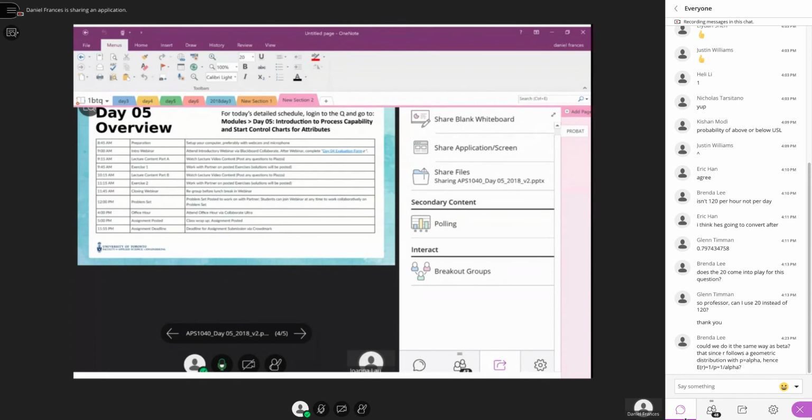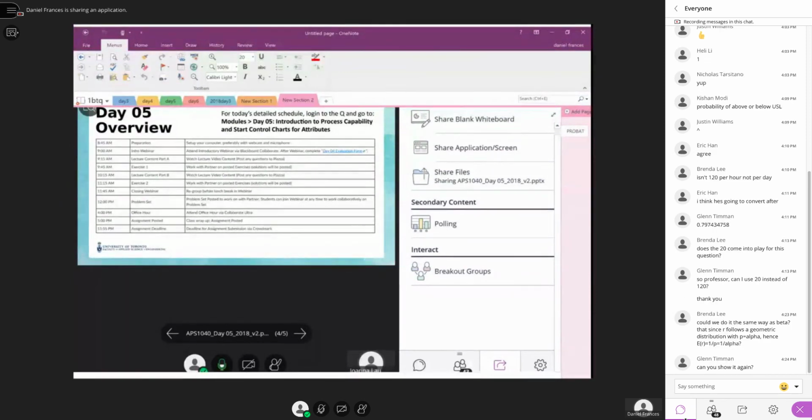prove that ARL is equal to 1 over alpha for an in-control process. Hint: we could have asked, prove that ARL is 1 over 1 minus beta for an out-of-control process. And you could do exactly the same. You would prove it exactly the same as you just did. I don't know if that was your question, Brenda. Can I show it again?